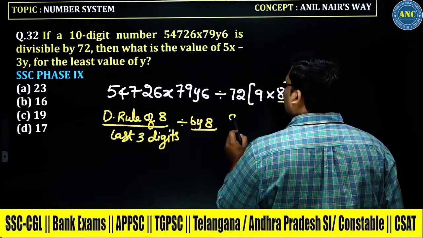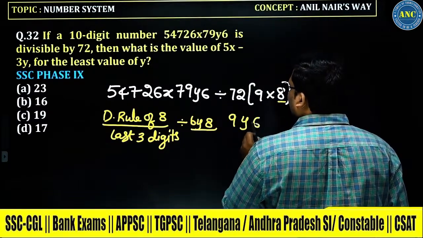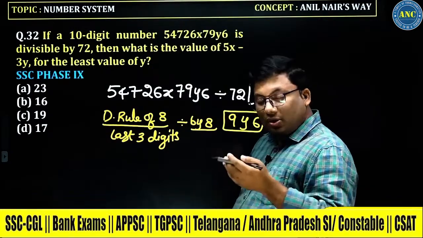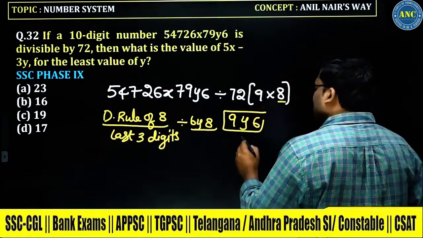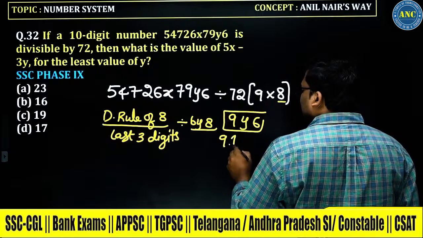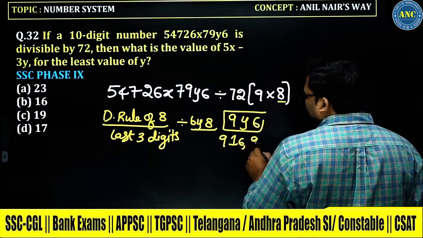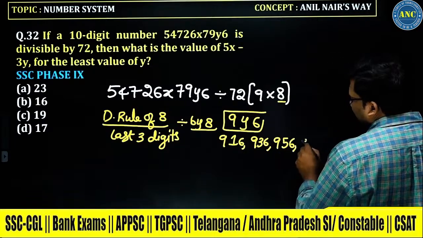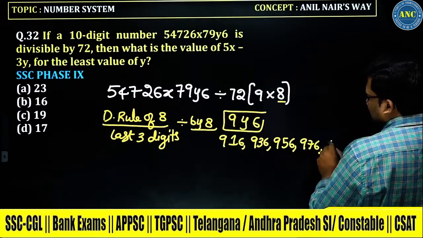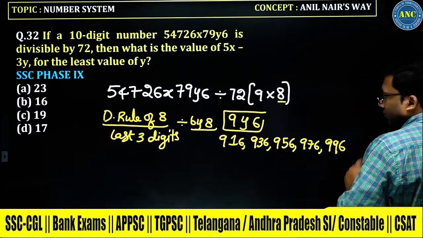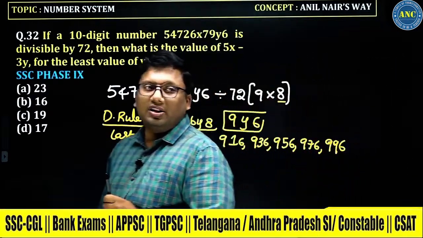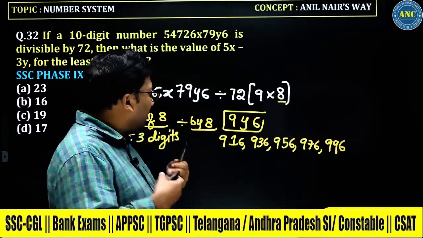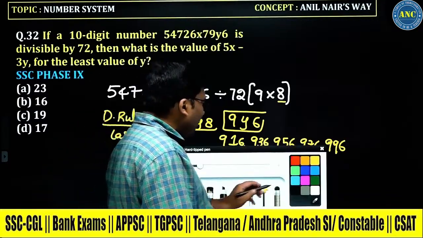This is 9y6. For a number to be divisible by 8, it should first be divisible by 4. So the cases are 916, 936, 956, 976, 996. If I keep y as an odd number, all these numbers are divisible by 4. But I want the number to be divisible by 8, so which possibilities are there?